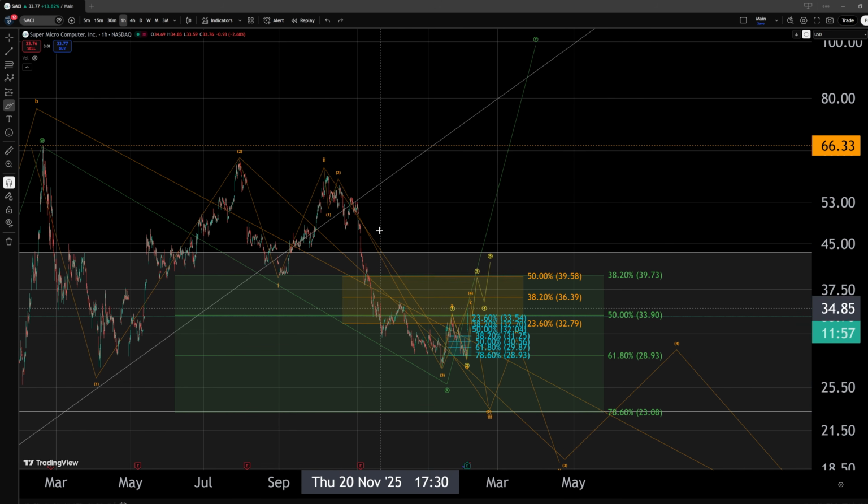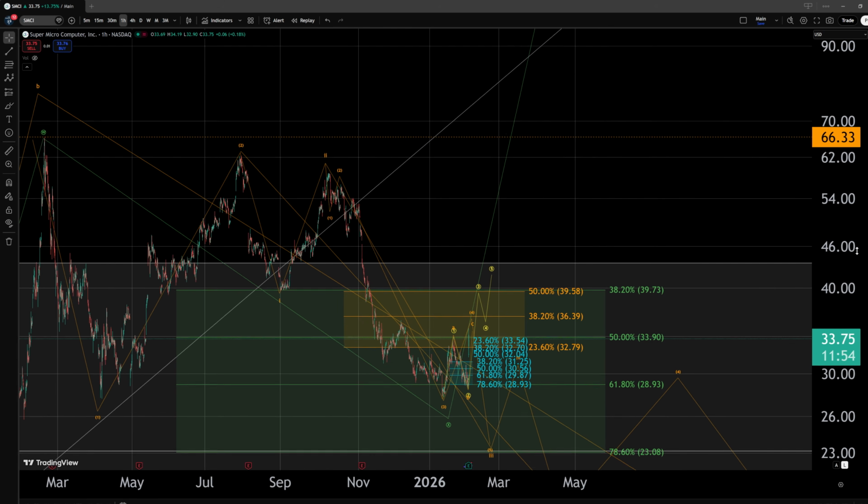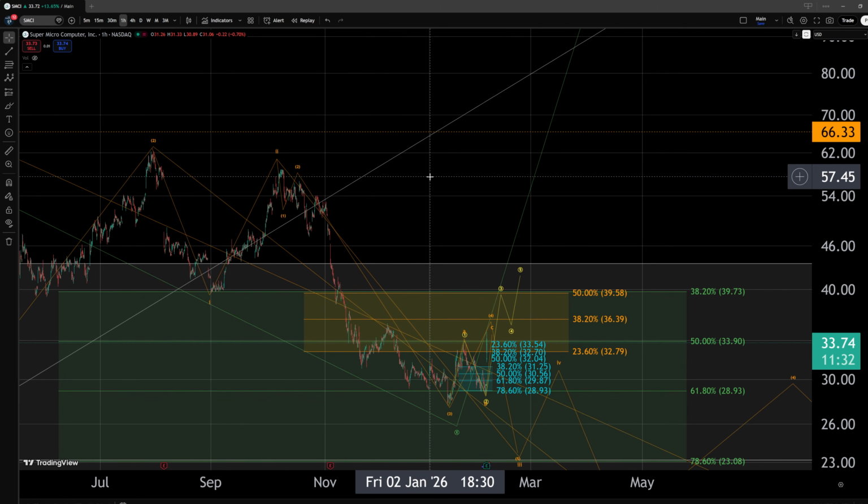But for now, we are focusing on the internal structure. I believe that is yet to come. And for now, these are the levels. This is the trade setup.